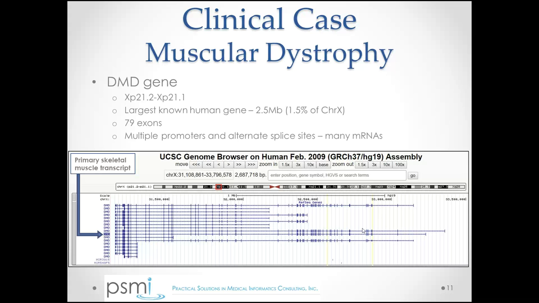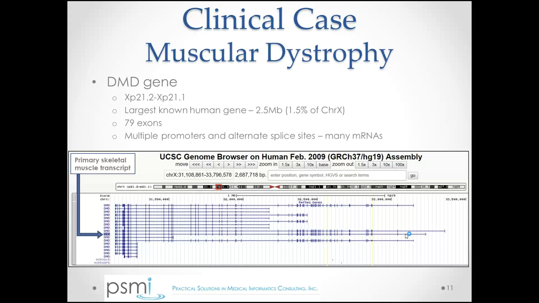The primary skeletal muscle transcript is the one that's highlighted here. And this particular messenger RNA has 79 exons. And once all of the introns have been spliced out, the final messenger RNA is about 14,000 bases long. So you start off with this pre-messenger RNA, which is nearly 2.5 million base pairs long. And after all the introns are spliced out, you wind up with a messenger RNA that's now over 100-fold smaller. It's now down to 14,000 bases long. And then that ultimately gets translated into the dystrophin protein.